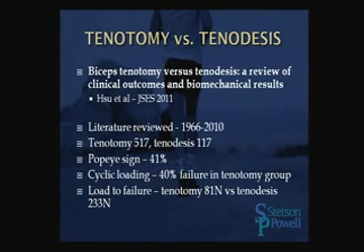And then an overview in 2011, literature reviewed going back to 1966. Popeye sign was seen in 41%, and at cyclic loading, 40% failure in the tenotomy group, meaning that it migrated. Load to failure in the tenotomy group was significantly different than in the tenodesis group.